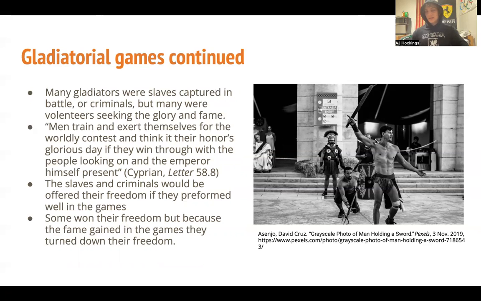So like I said, they're wanting to be glorious. They're not really thinking of the aspect of death. They just want that fame. And then slaves and criminals, some of them would be offered their freedom if they performed well in the games. That's what they'd be fighting for. It wasn't a common occurrence. Not all of them got this option, but some did win their freedom. And because of the fame gained from these games, some turned it down and continued to fight as a gladiator, or they accepted it, but still continued to fight as a gladiator.